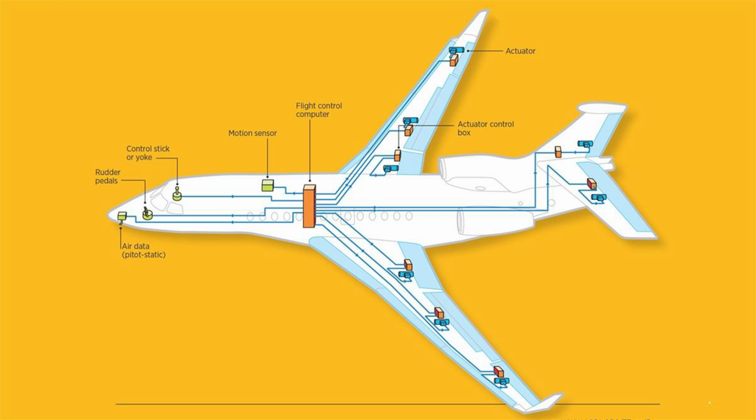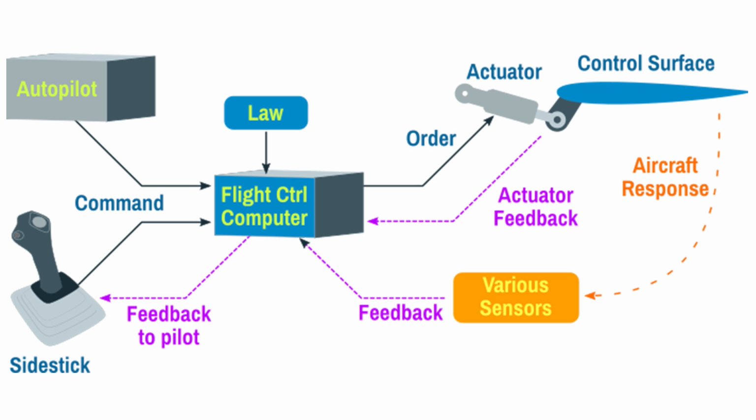Advanced aircraft also incorporate fly-by-wire systems, where pilot inputs are translated into electronic signals that adjust the control surfaces. This system improves precision and reduces the weight of mechanical components.